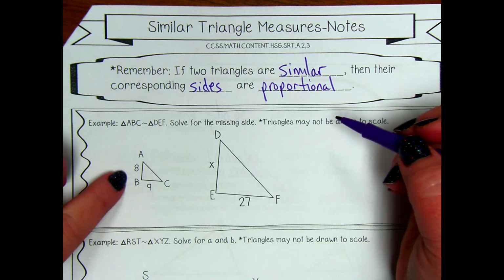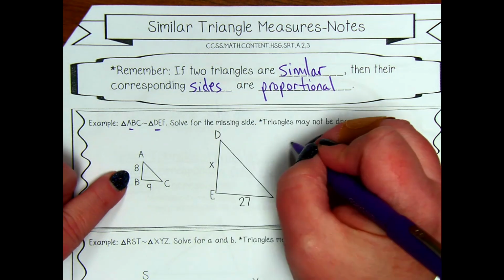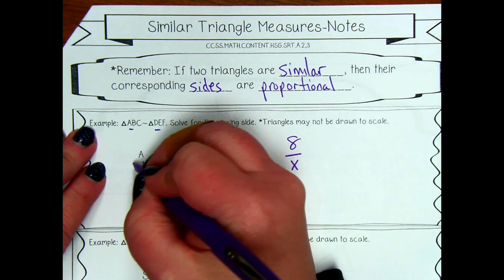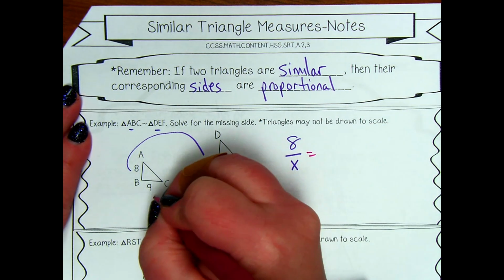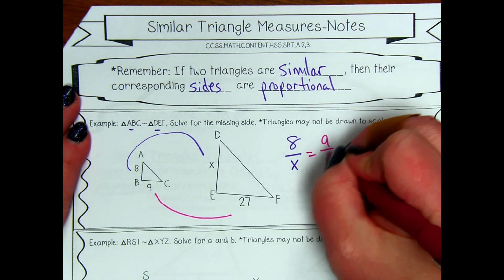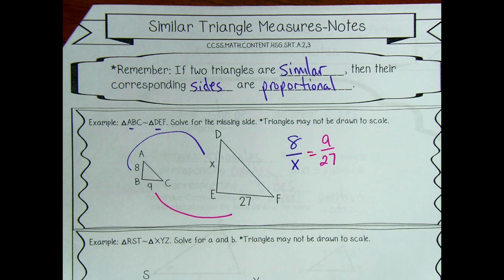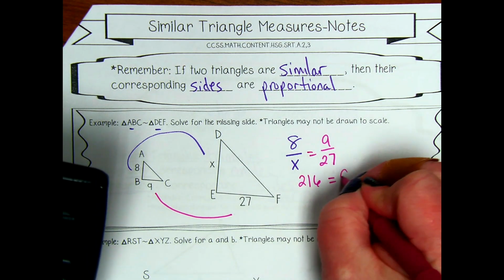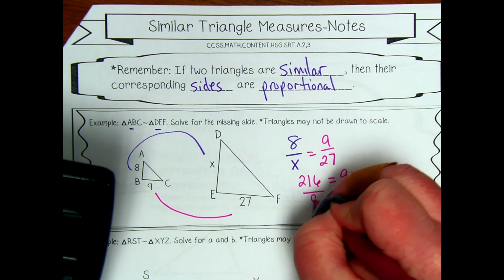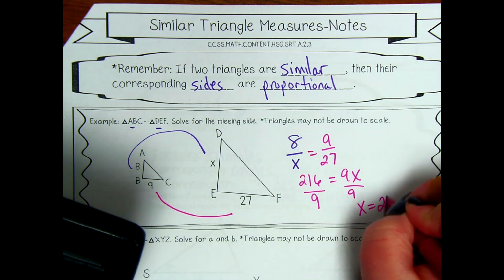So I'm going to say AB is similar to DE, so I would say 8 over X because these sides correspond, is equal to 9 over 27 because those sides correspond. And then I'm going to cross multiply and get 8 times 27 is 216, and that equals 9x, and then I divide. And I get that x is equal to 24.